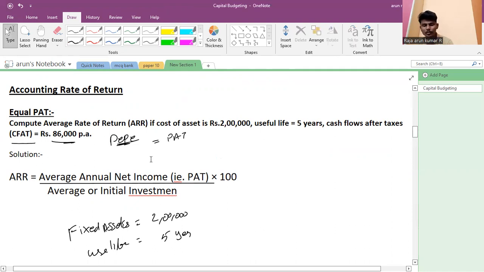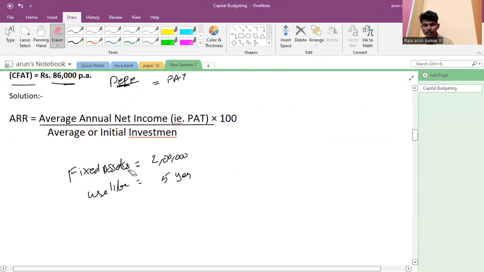I give the formula for that: cash flow after tax equals PAT plus depreciation.